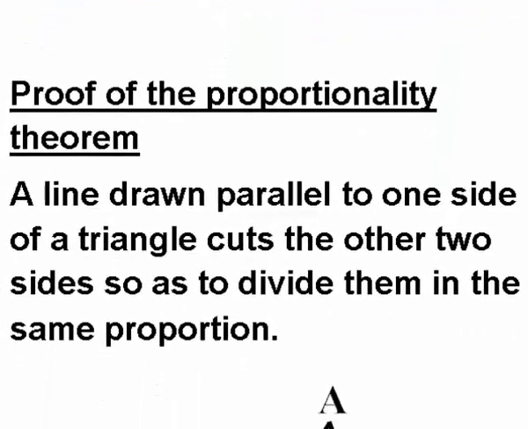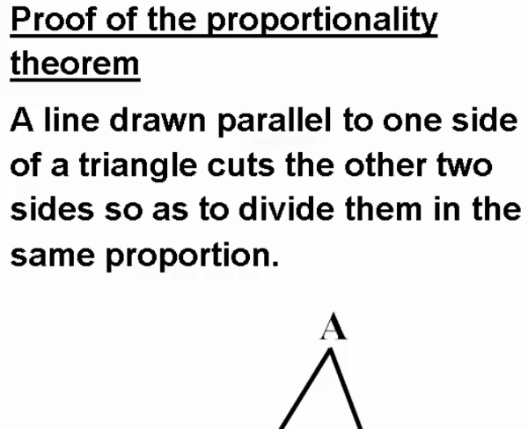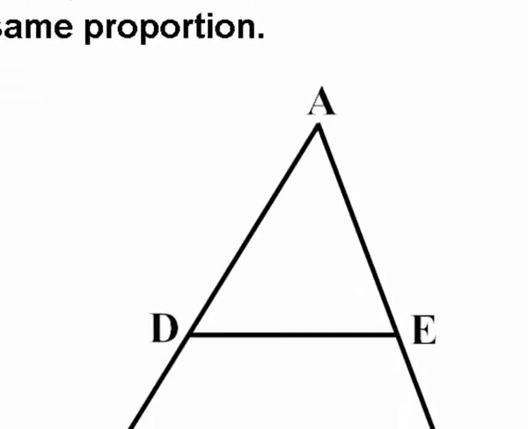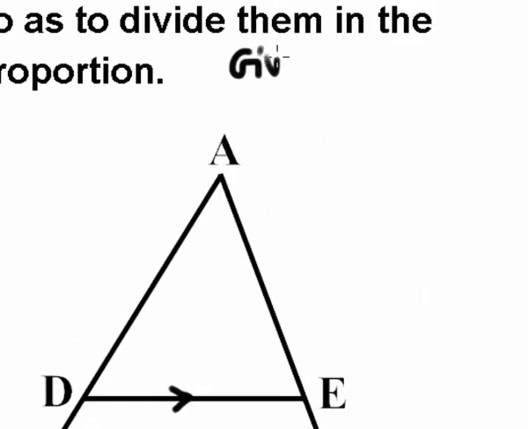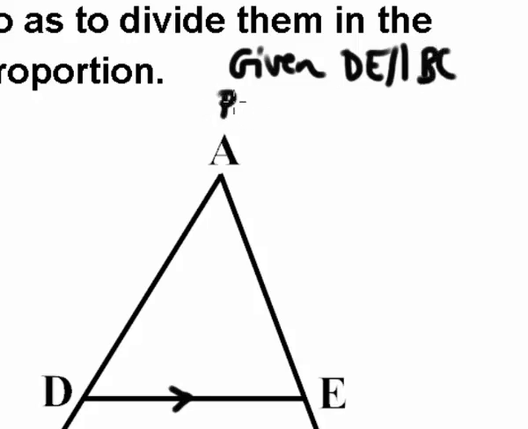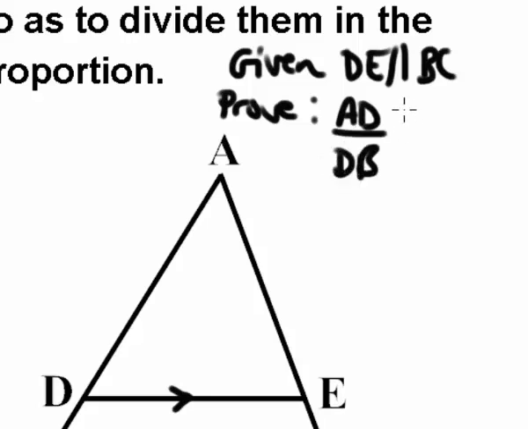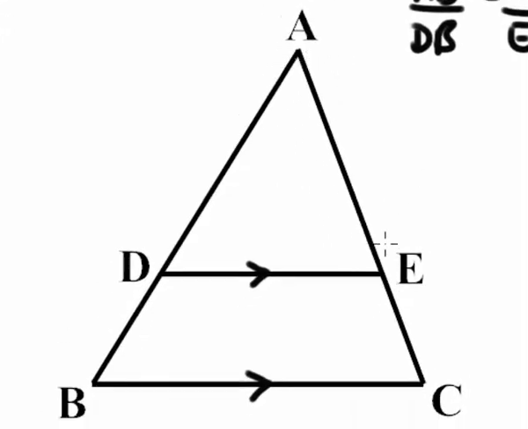Okay, so let's prove the proportionality theorem using all this information. A line drawn parallel to one side of a triangle cuts the other two sides so as to divide them in the same proportion. So what are we given? We are given that DE is parallel to BC. What we must prove is that AD over DB is equal to AE over EC.